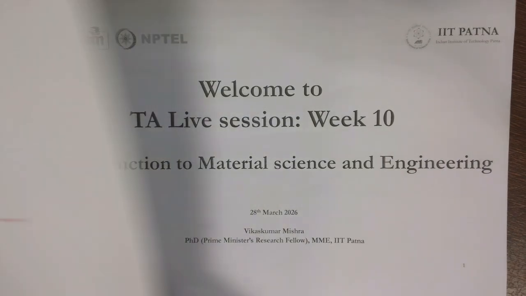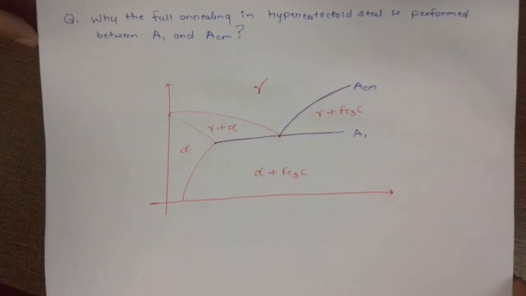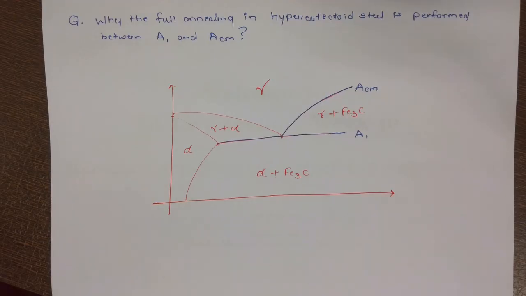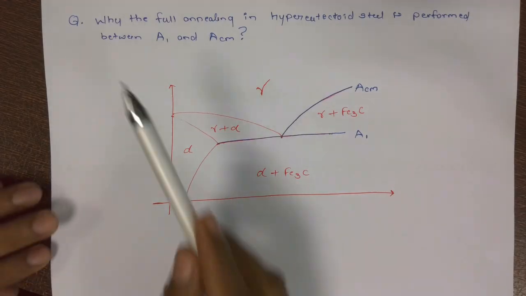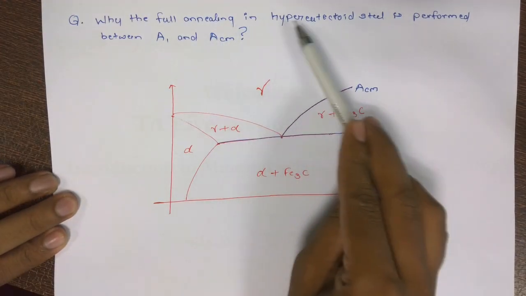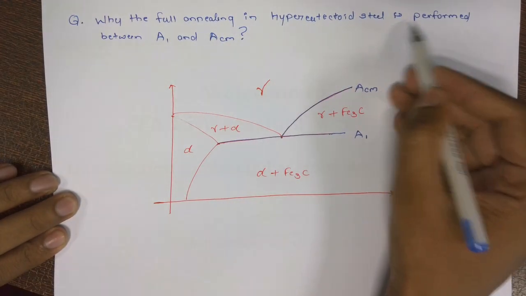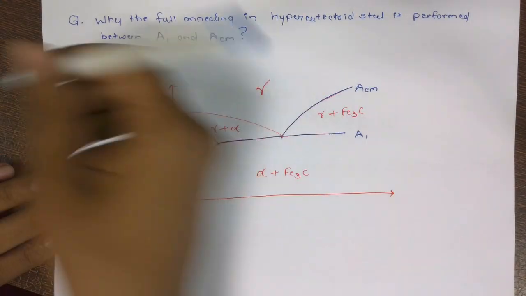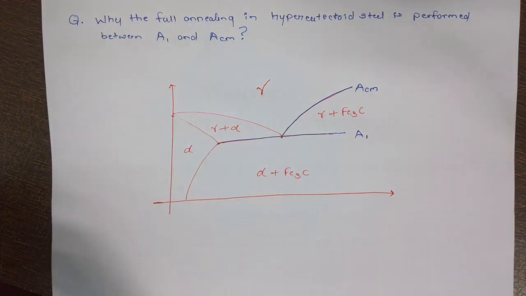Before I start with this particular week 10, there was one question in the last week by one of the learners who joined this particular doubt solving session. The question is: why is full annealing in the hypereutectoid state performed between A1 and ACM? Couple of things we have to see. We'll try to answer this question.